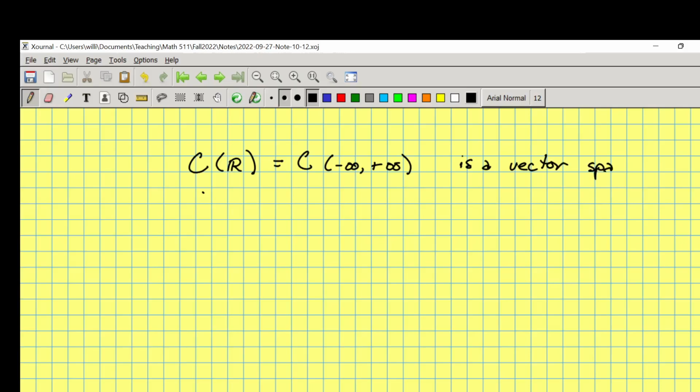And if we limit the domain to some interval on the real line, which is really common, especially in engineering, then we get the vector space of continuous functions whose domain is the interval from A to B. If we use square brackets, you include the endpoints, and if we use round brackets, then you don't.